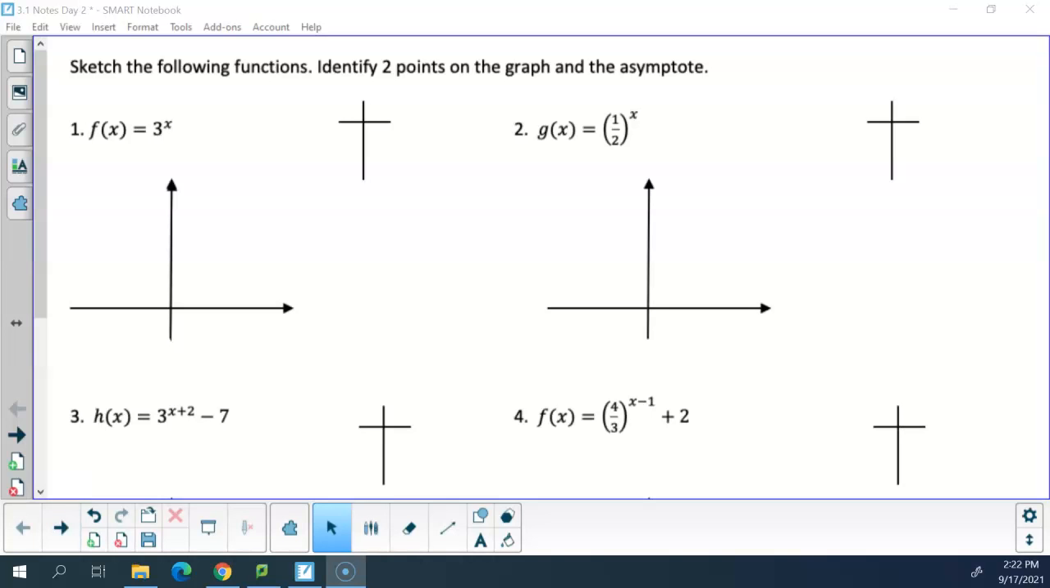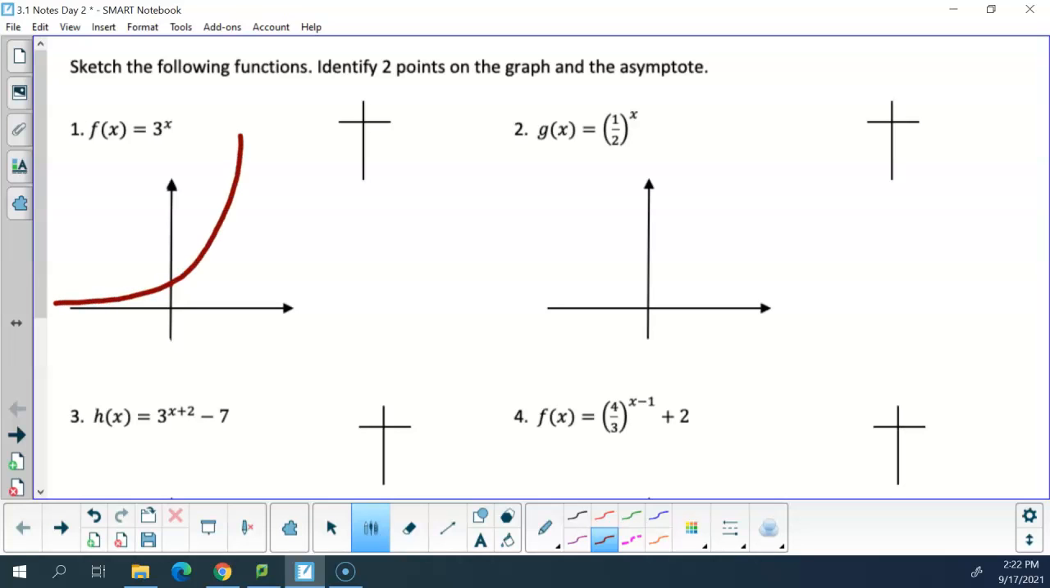First one, growth or decay? Growth. Y-intercept? 0, 1, yep. Okay, so it's going to go like that. Two key points would be at 0, 1, and at 1, 3. Alright. Horizontal asymptote. Y equals 0.